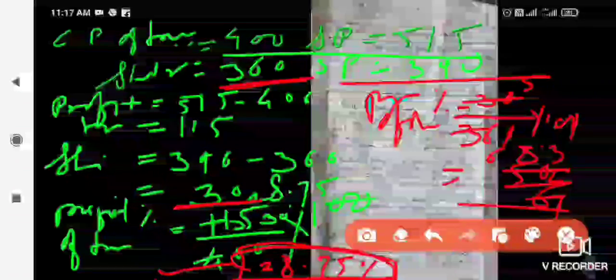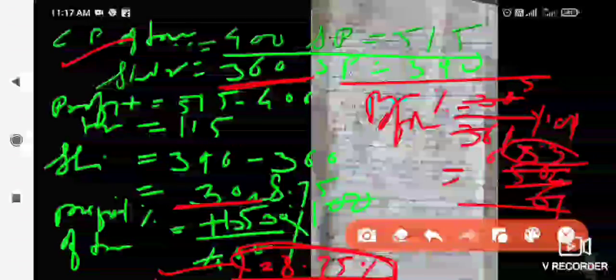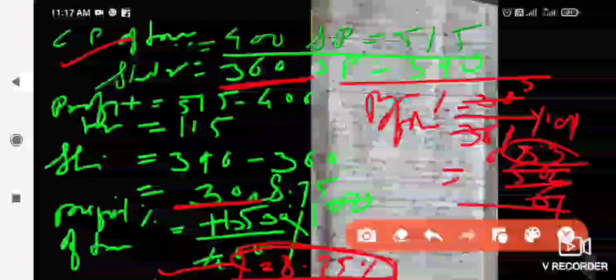got 8.3%. So in this transaction, the shopkeeper got more profit in the transaction of the trouser. So in this way we have to solve this example. Now we will see the next question.